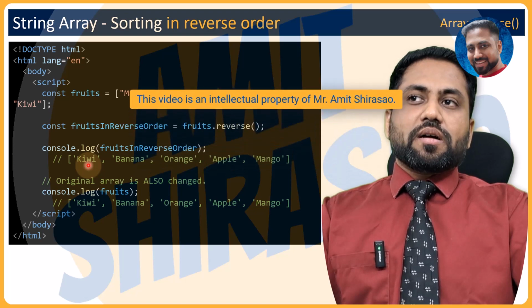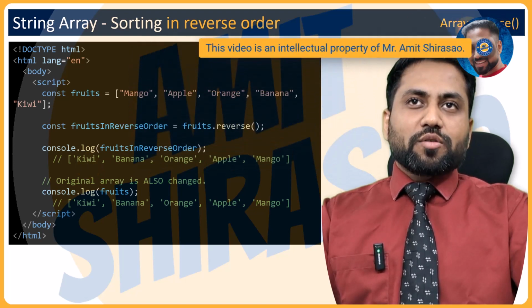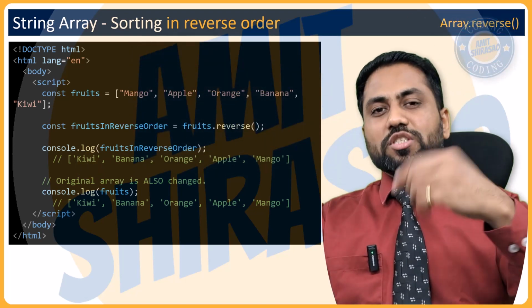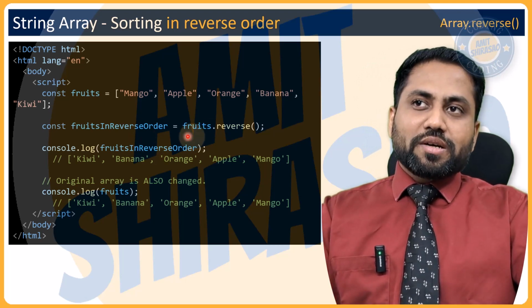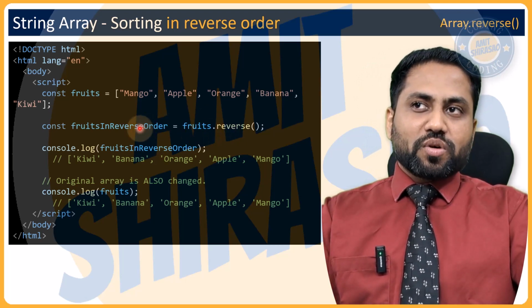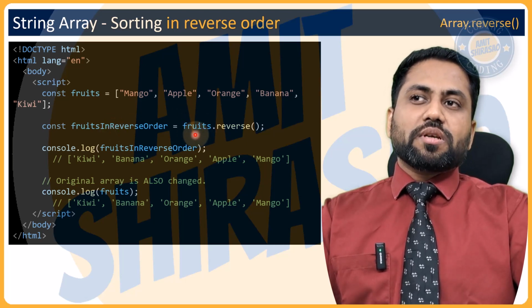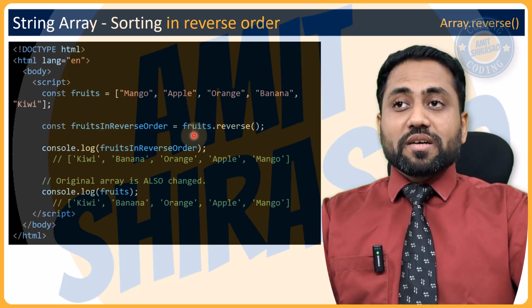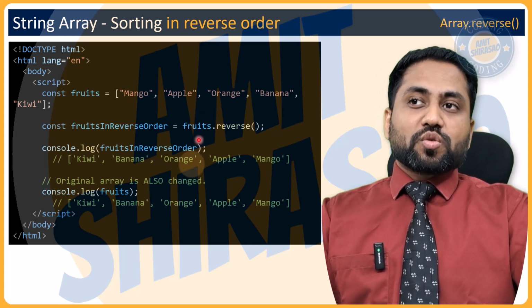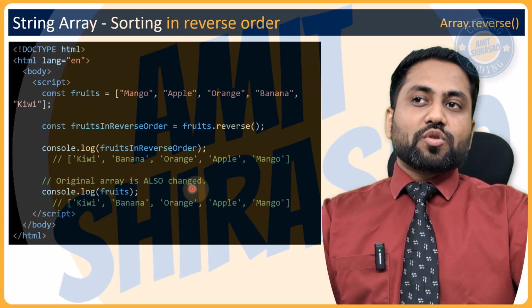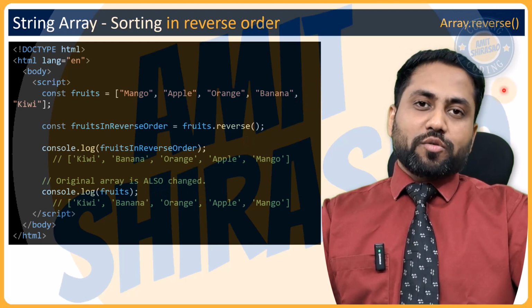But always remember that array.reverse actually reverses the original array as well. So here it has returned a new array. Okay, you saved it in another variable, so you must be thinking that this fruits did not get changed, but no, it does get changed. So the original array is also changed using array.reverse.